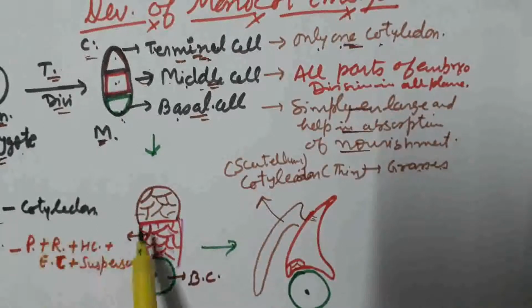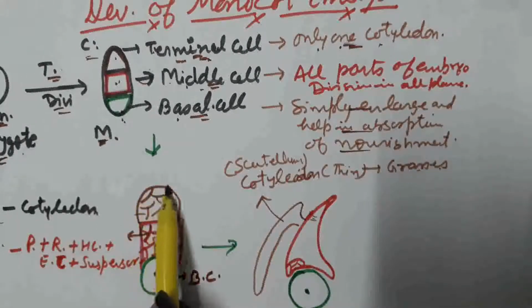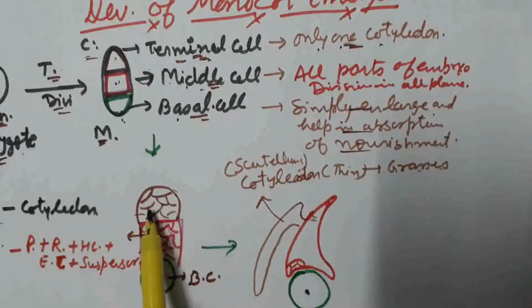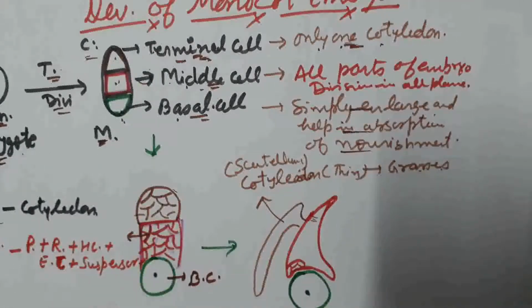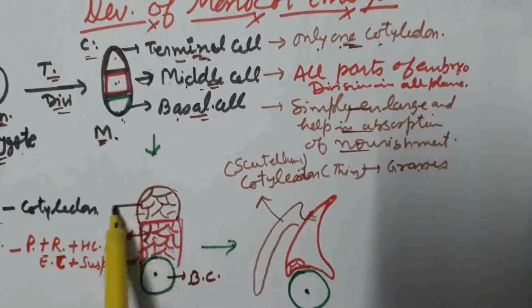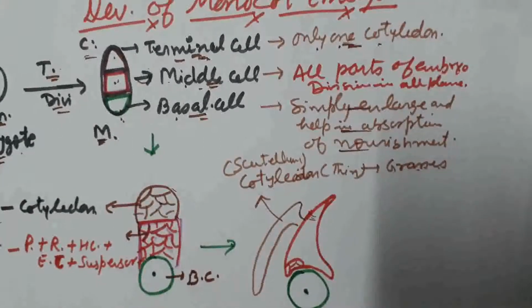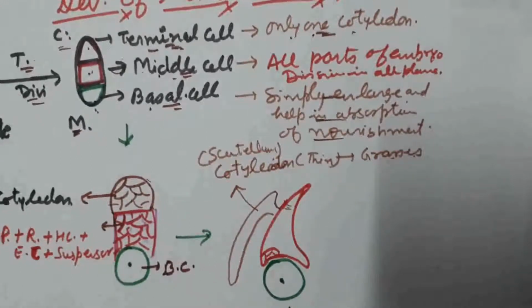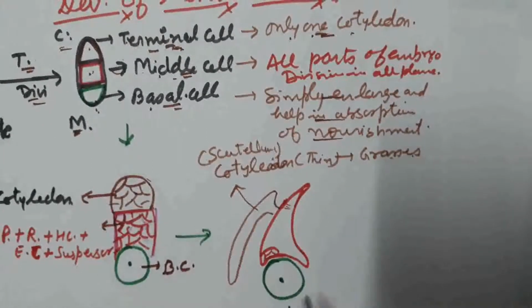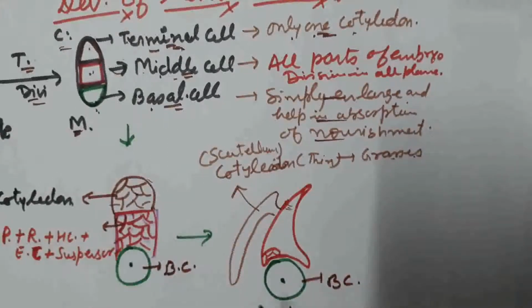From the terminal cell, a single cotyledon is produced. It divides in all planes and a group of cells is produced from the terminal cell, which later on gives rise to the cotyledon. Now this structure is reorganized and gives rise to the following shape. The basal cell is present here, which simply enlarges in size.